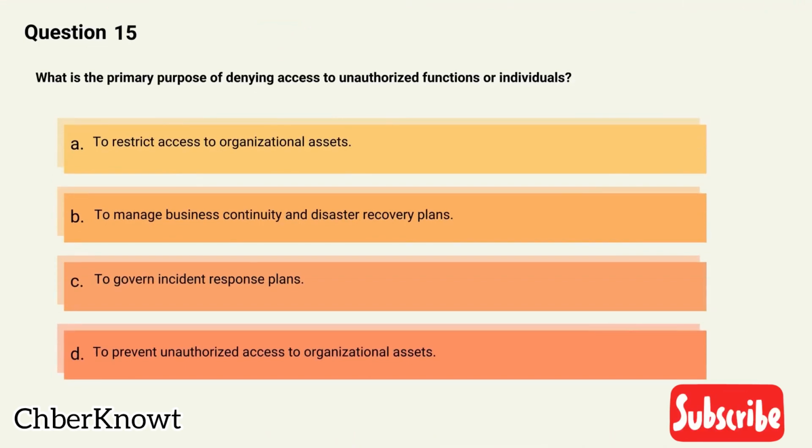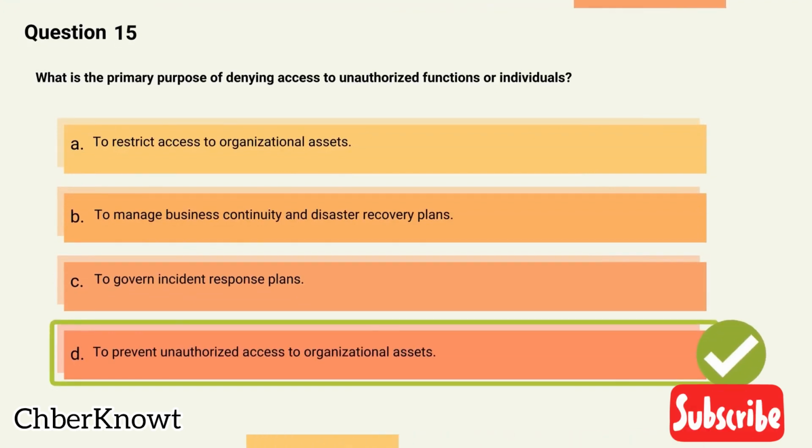Option A. To restrict access to organizational assets. Option B. To manage business continuity and disaster recovery plans. Option C. To govern incident response plans. Option D. To prevent unauthorized access to organizational assets. The correct answer is Option D. To prevent unauthorized access to organizational assets.